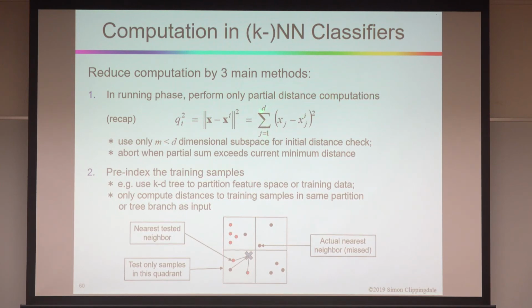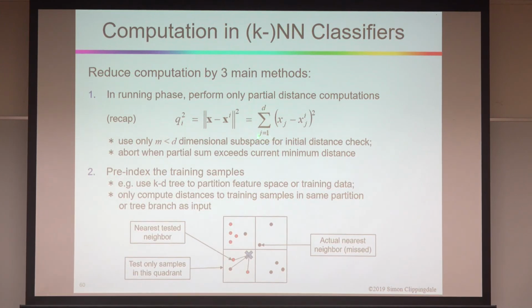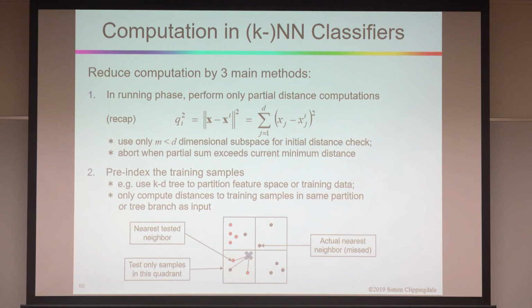D here is the number of dimensions that these vectors live in. So you start with j equals 1 here, and for each dimension, calculate this difference and then square it and add it to your total. But the moment your partial sum exceeds the current minimum squared distance, you don't need to carry on. You already know that that input vector is not going to be the closest. So that's one way of doing it.